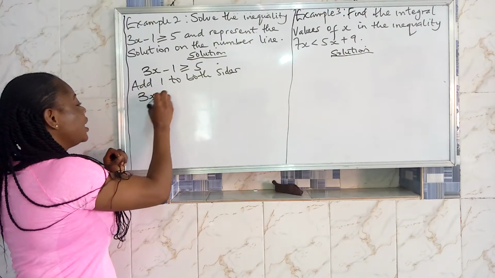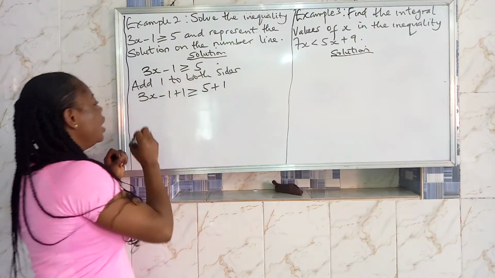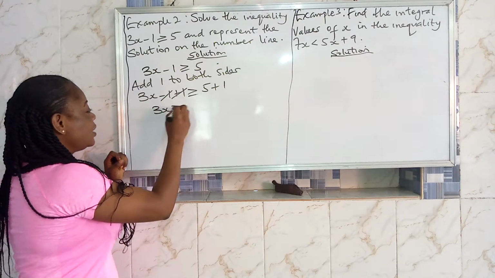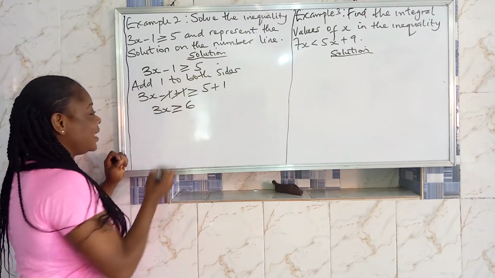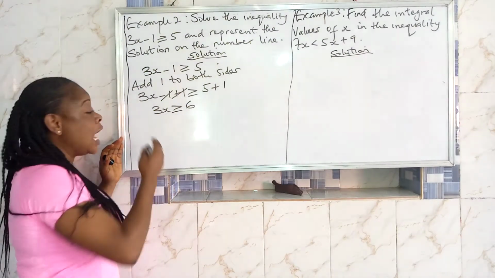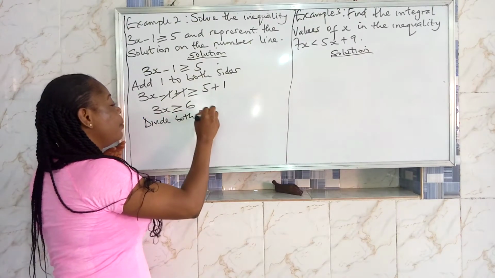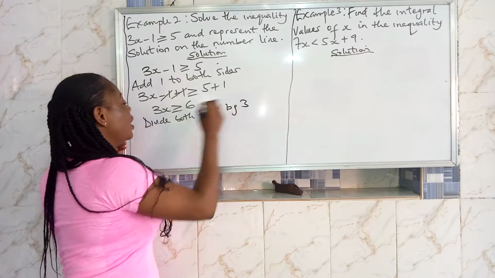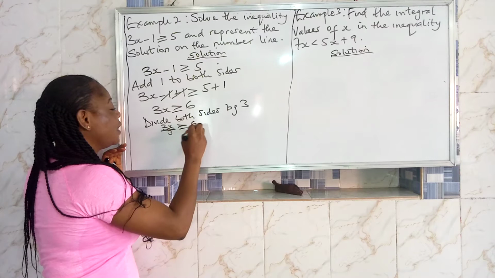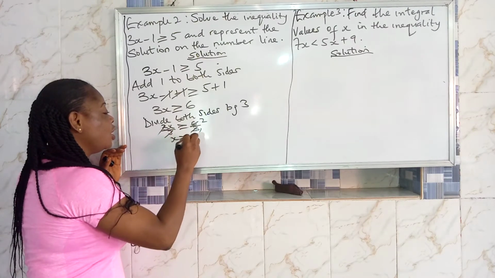So I have 3x minus 1 plus 1 is greater than or equal to 5 plus 1. Minus 1 plus 1 will give you 0. So I'm left with 3x is greater than or equal to 5 plus 1, which gives me 6. When you have something like this, I want to find the value of x, so I'm going to divide both sides by 3. So I will now have 3x over 3 is greater than or equal to 6 over 3. 3 will cancel 3, 3 here 1, 3 here 2. So my x is greater than or equal to 2.